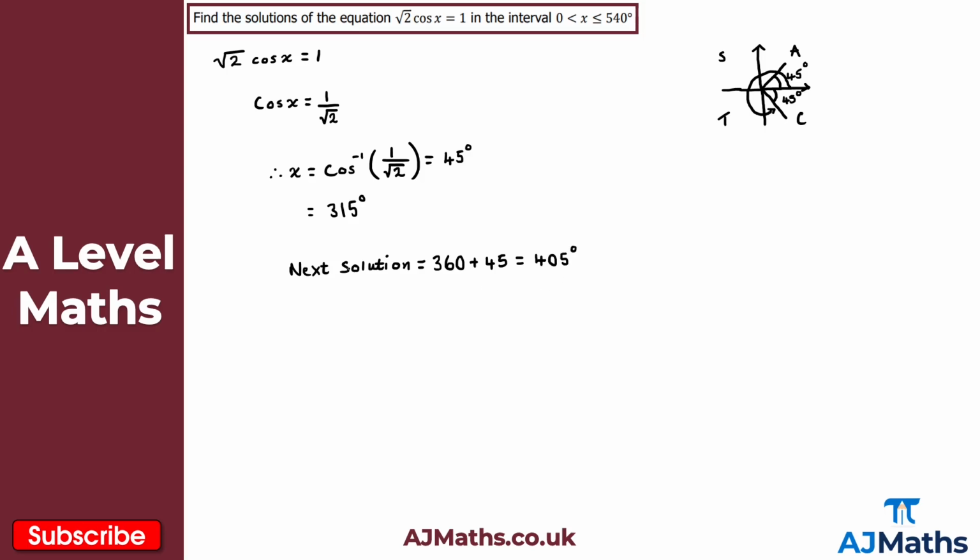Okay. So the next solution would be this angle, 315 degrees plus 360 degrees, because it repeats every 360 degrees. But clearly, if I have 315 degrees and I add 360 degrees to that, this would fall outside of this domain here for x. It would be larger than 540, so we would reject that solution. And therefore what that tells us is we have the full set of solutions here for x, so let's write down the solutions.